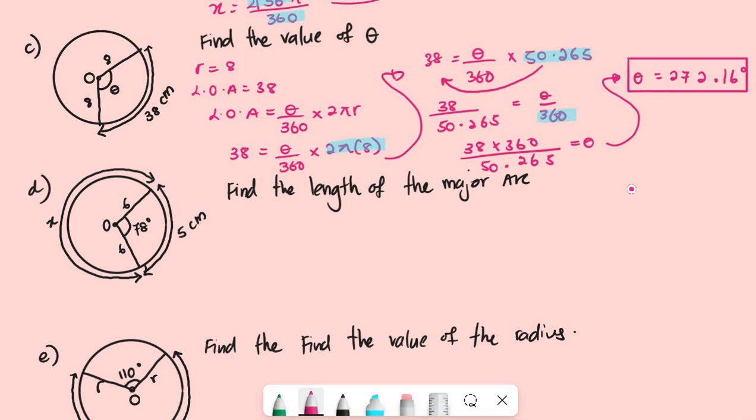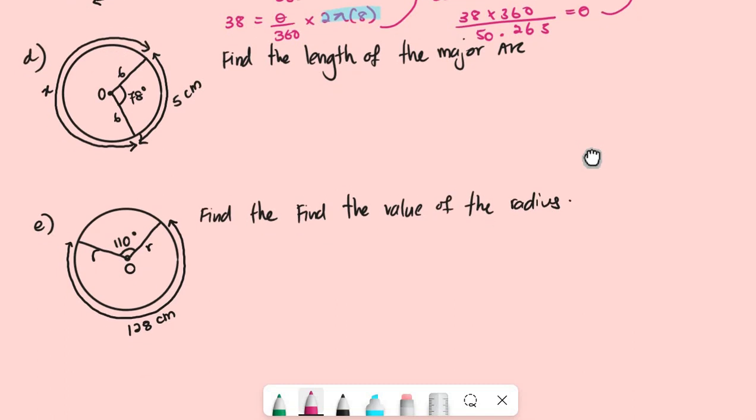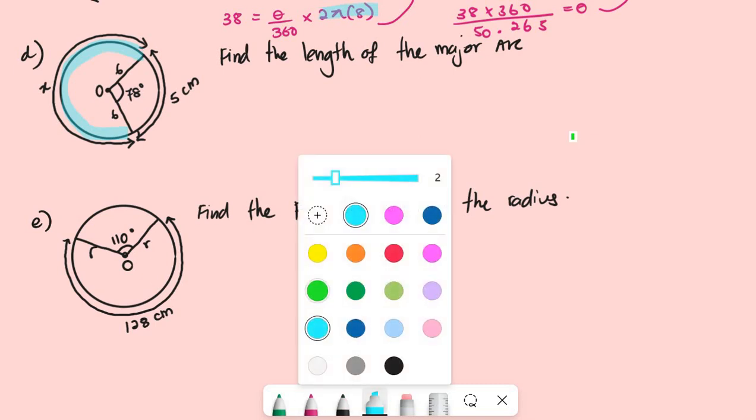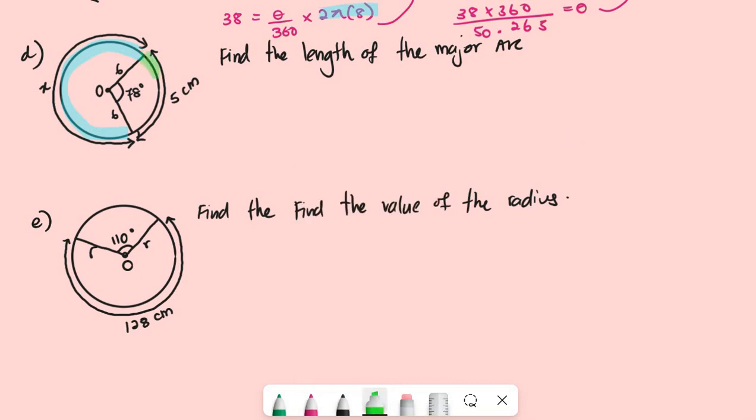All right, clear? Now, let's look at the D question. For the D question, it says find the length of the major arc. The question is asking me to find the length of the major arc. But what's the twist here? They asked me to find the length of the major arc, but the question has given me the length of the minor arc. So in this particular question, I do not even need to use the length of arc formula because I already have the length of the minor arc.